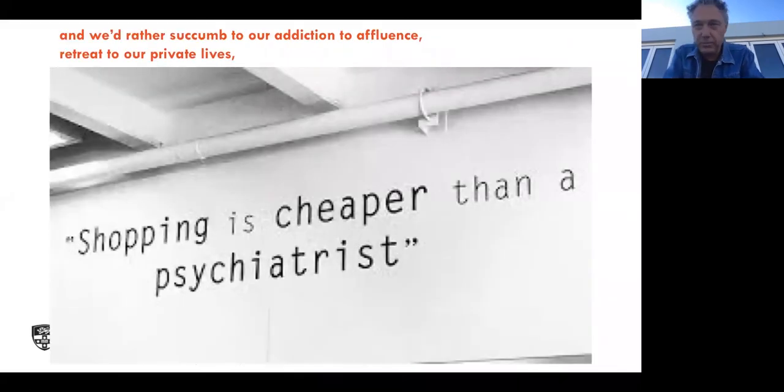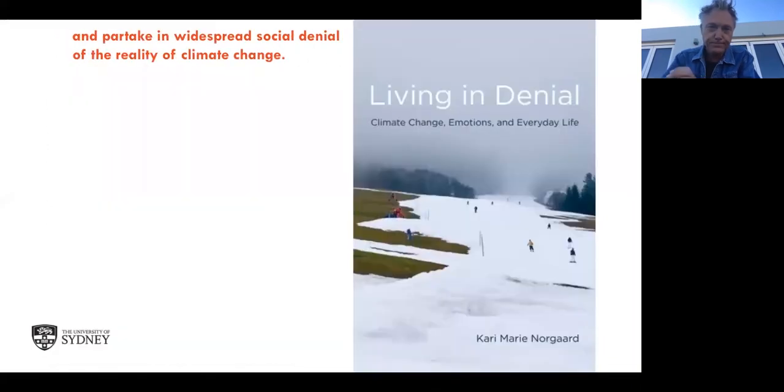So, confronted with this, of course, you can understand what Norgard reports. She said people don't want to know about this. We really don't want to know, because the consequences for our lives would be just too severe. And so we'd rather go shopping because it's cheaper than psychiatrists. We retreat into our private lives. We succumb to affluence because it's comfortable. And we partake in social denial. That's her book. And basically the article that I showed before in the slide is a summary of the book. If you don't have the time for reading the whole book, the article is great.